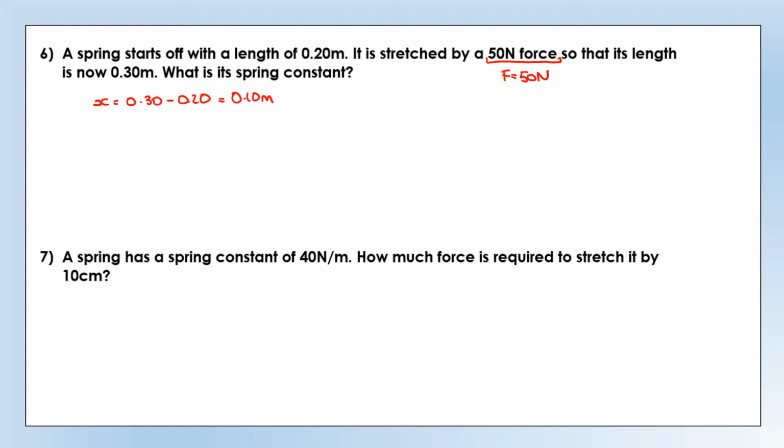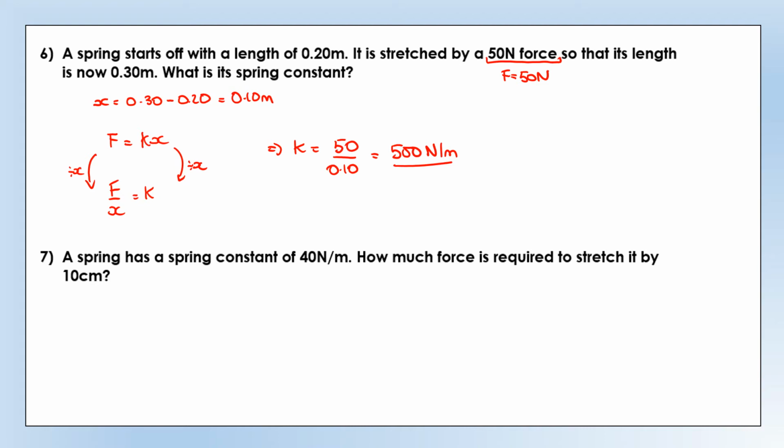The extension is the change in length. It started as 0.2 and it's now 0.3, so it's been extended by 0.1. Now we've got x, we're in a position where we can do some calculations. We want to calculate k, so we can divide both sides by x. We want to calculate the value of k, so we plug our numbers in. We're going to do 50 divided by 0.1, and that comes out as 500 newtons per meter.